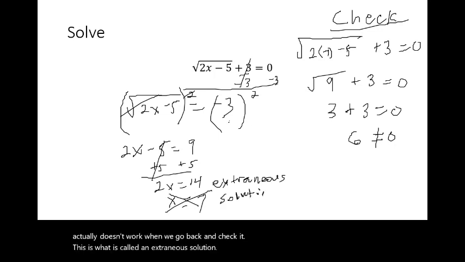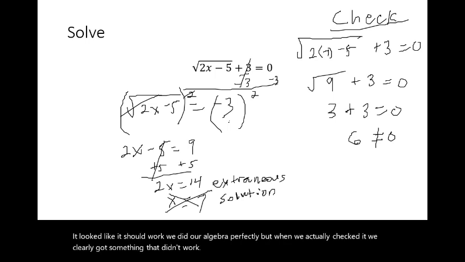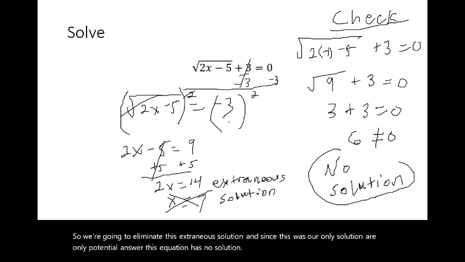It looked like it should work. We did our algebra perfectly, but when we actually checked it, we clearly got something that didn't work. So we're going to eliminate this extraneous solution, and since this was our only solution, our only potential answer, this equation has no solution.